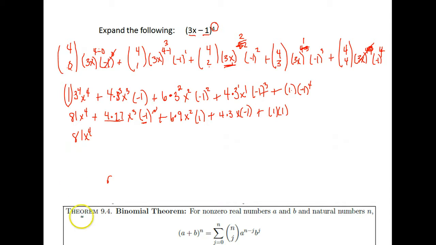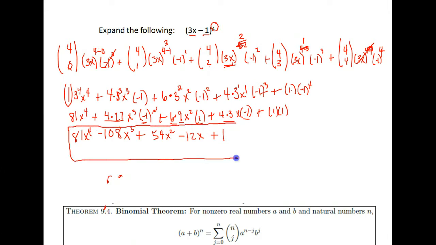That's why it was so important we put the negative 1 in our exponent, so we didn't leave out our negatives there. That gives me negative 108x to the 3rd. Plus, here we have 6 times 9 times 1, which just leaves me with 54 and an x squared. Here we have 4 times 3 times negative 1, which is a negative 12x. And finally on the end there, 1 times 1 is just 1. So that would be our full expansion of this problem.